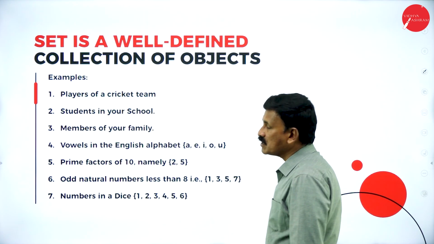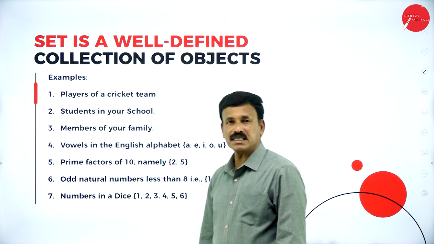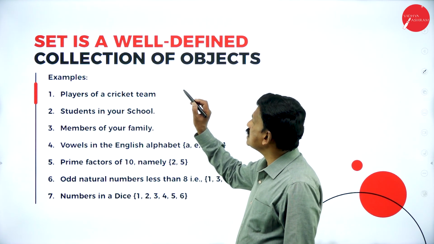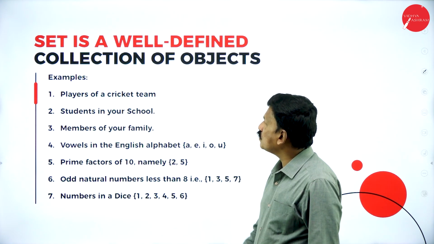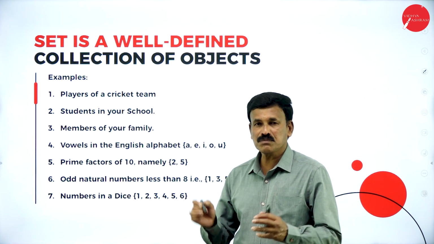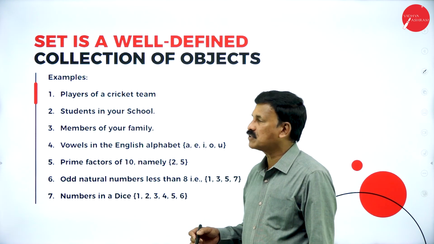Now let us know what a set is. The definition of a set: a set is nothing but a collection of well-defined objects. Whatever the objects may be, they must be well-defined. So a set is a collection of well-defined objects.